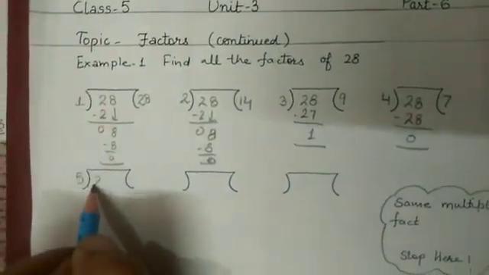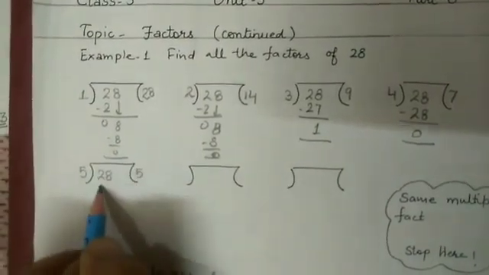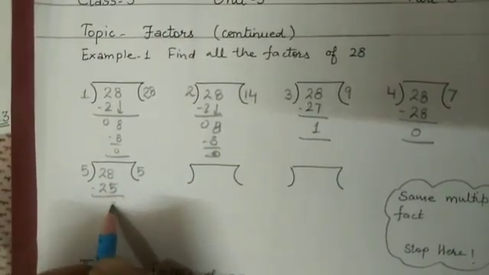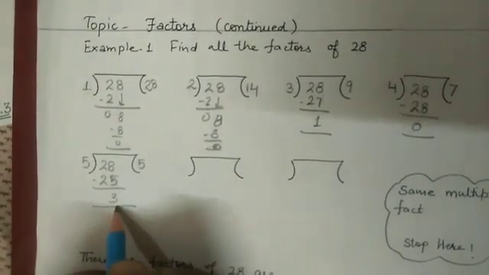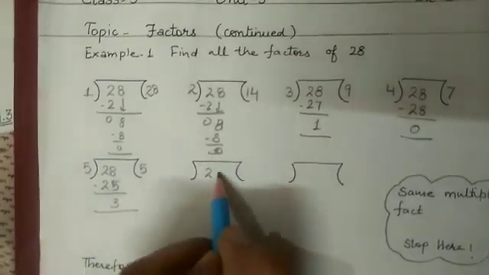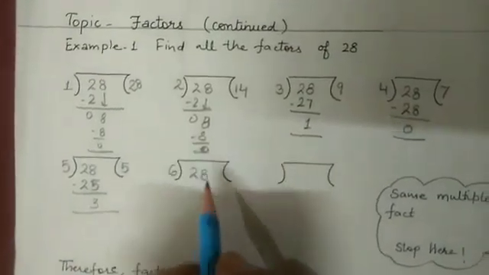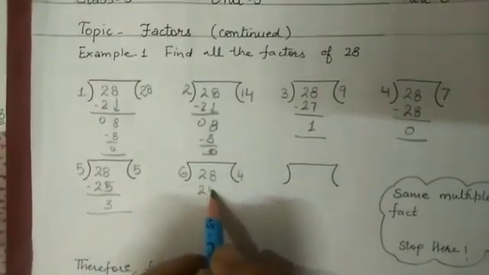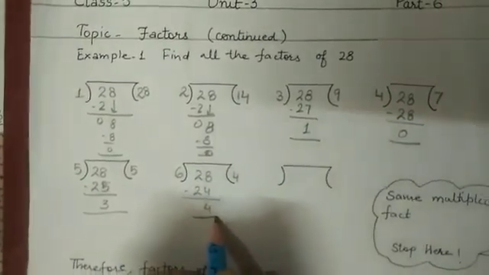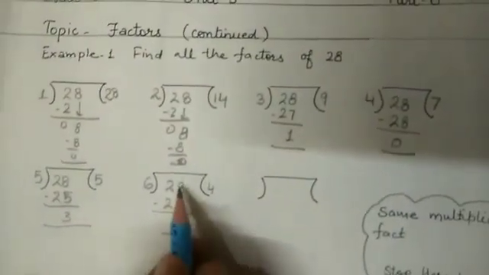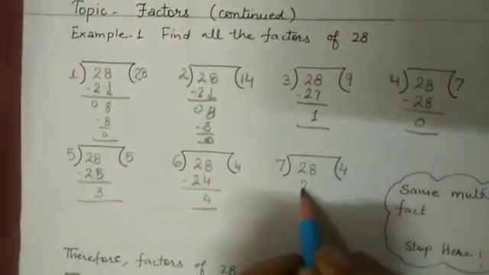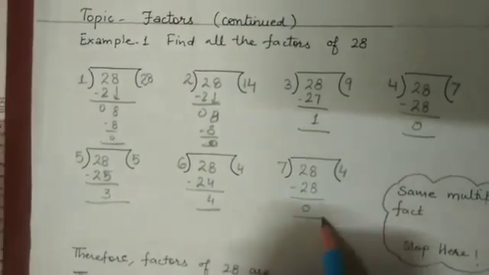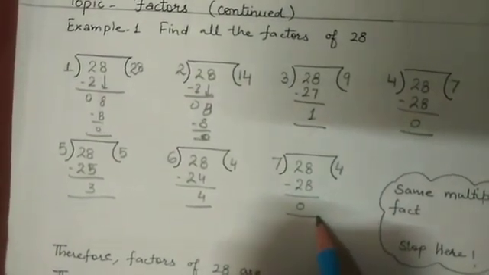Let us try for 5. 5 5s are 25. Remainder is 3, not equal to 0. It means 5 is not a factor of 28. Now let us try for 6. 6 4s are 24. Remainder is not equal to 0. It means again 6 is not a factor of 28. Let us try for 7. 7 4s are 28. We are getting remainder as 0.